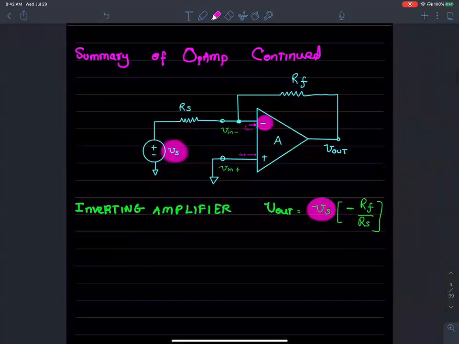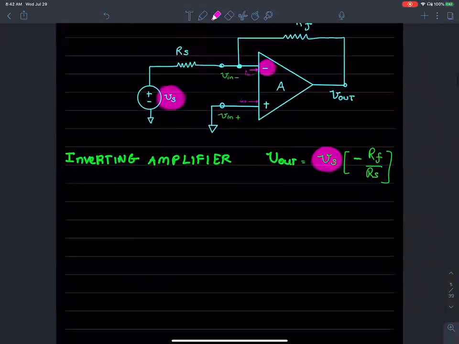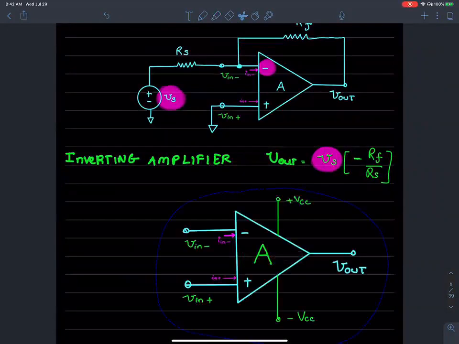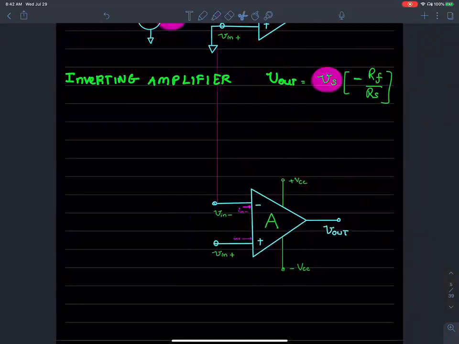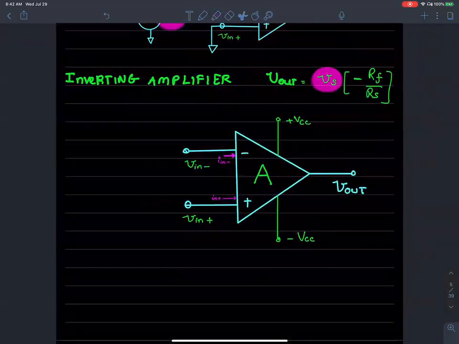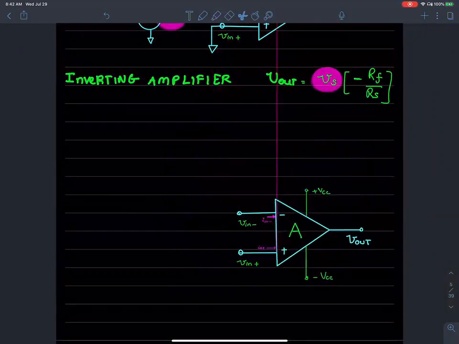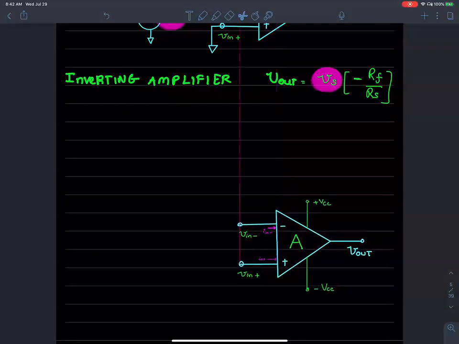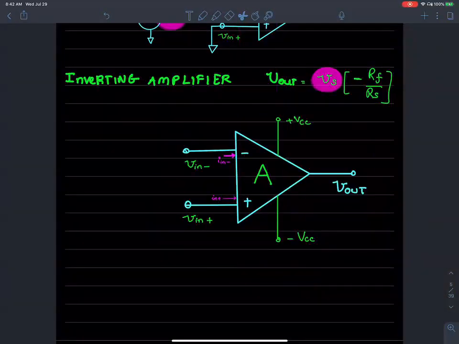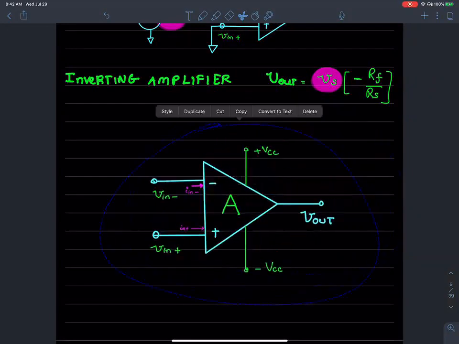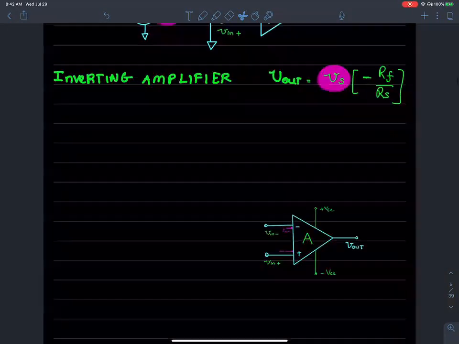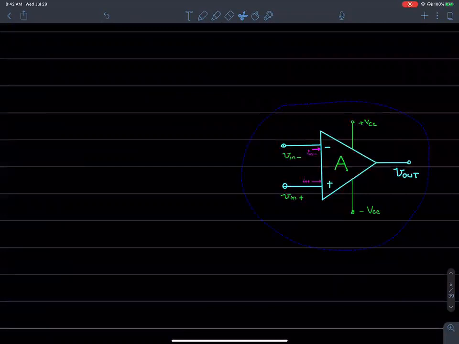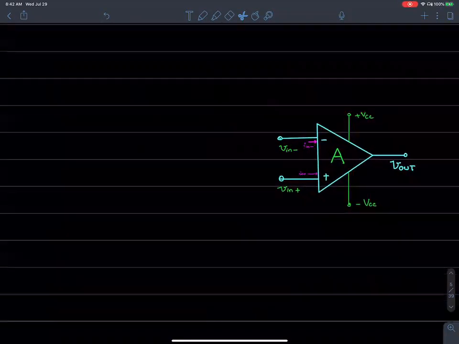I'll give you a cousin, a sister of this, which is a non-inverting amplifier. Let me give you a non-inverting amplifier just so you see the difference. And by looking at the difference, you'll understand both of them better. I'm going to present to you a non-inverting amplifier in this case. What is a non-inverting amplifier?